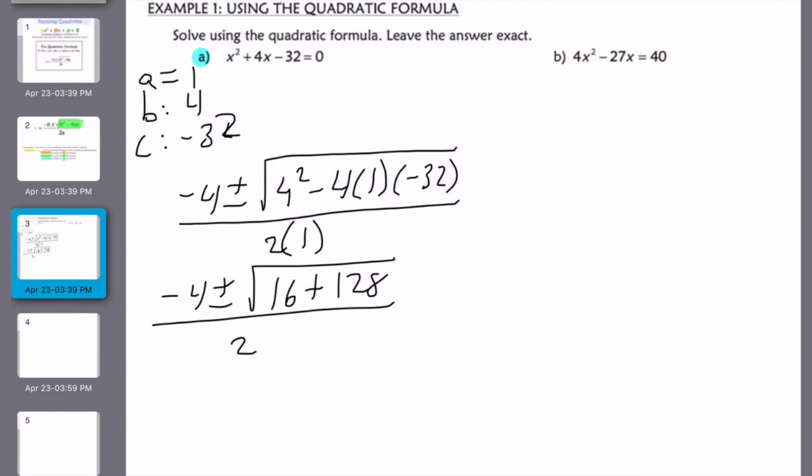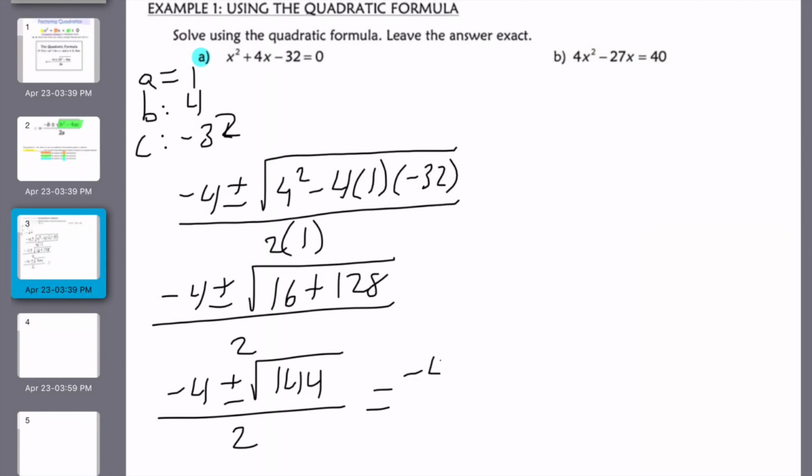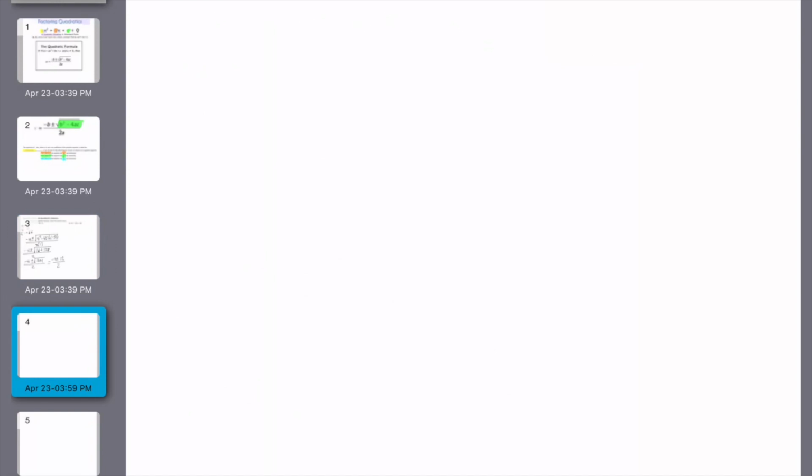And I can simplify this a little bit more. So this is going to be negative 4 plus or minus the square root of 144 over 2. And this actually becomes negative 4 plus or minus 12 over 2, since the square root of 144 is 12. So now this is where I get into my answer section, okay? So I have negative 4 plus or minus 12 all over 2. I can get my two solutions.